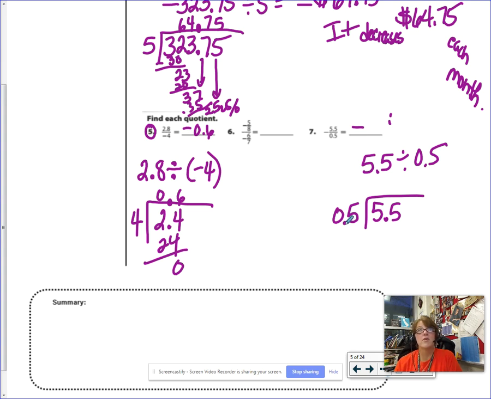Okay. Now you're going to have to multiply by 10 to shift the decimal point out here so that way you have a whole number. But you have to do the same thing right there. Now it's simply 55 divided by 5 and boom, boom, that's 11.